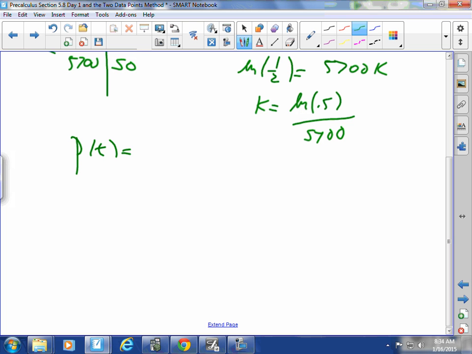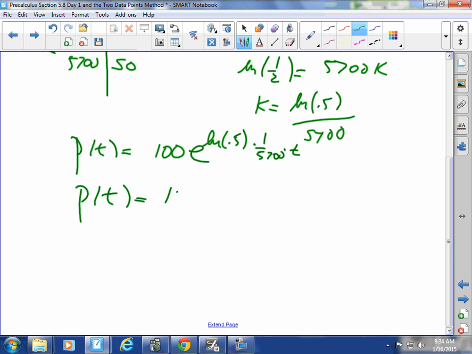P of T is 100 e to the natural log of 0.5 times 1 over 5,700 times the time, which simplifies to: the amount present at any given time is 100 times 0.5 to the t over 5,700. Now if you look at the handout I gave you a couple days ago with the half-life formula on it, you'll see that it's always 100.